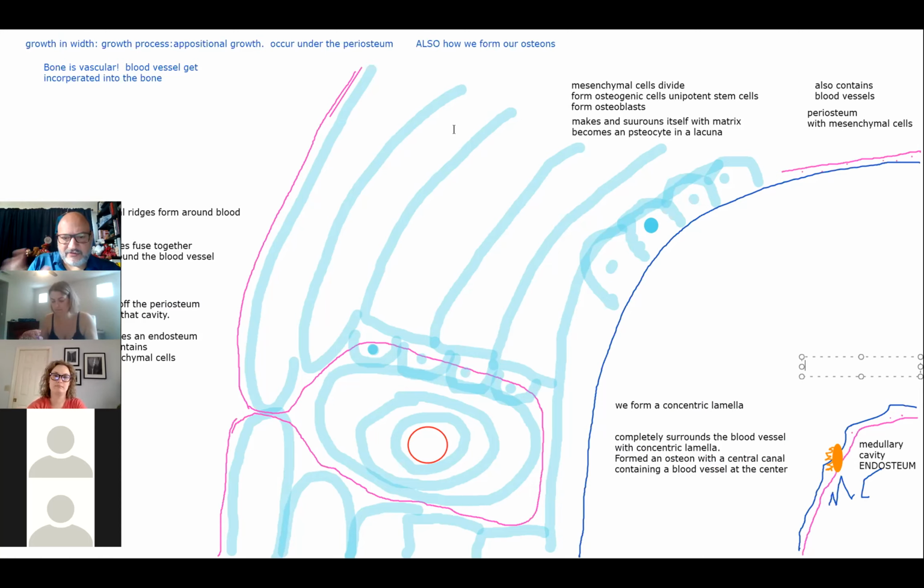Osteoclast. Excellent. So while we are growing in width, our osteoclasts break down and enlarge the medullary cavity. And that is how we get our mature width of our bone.